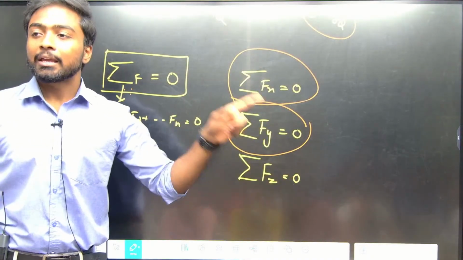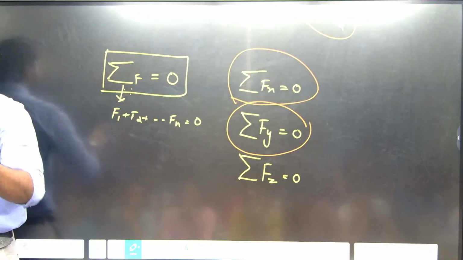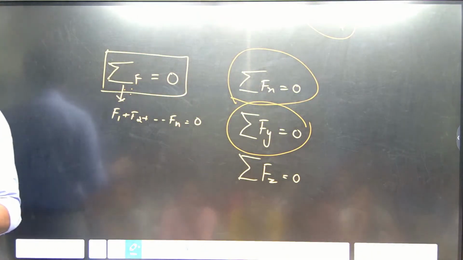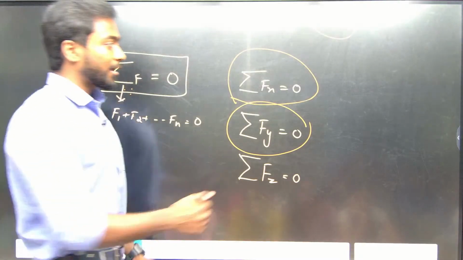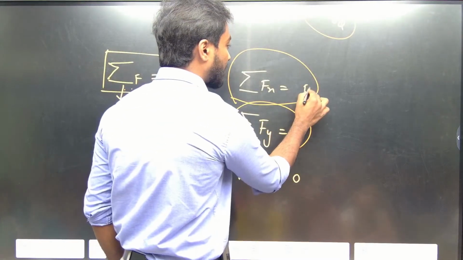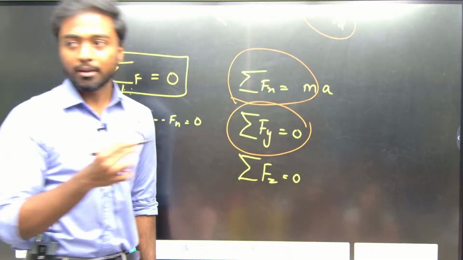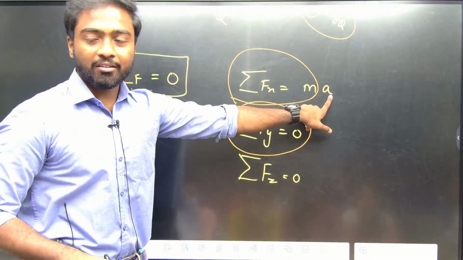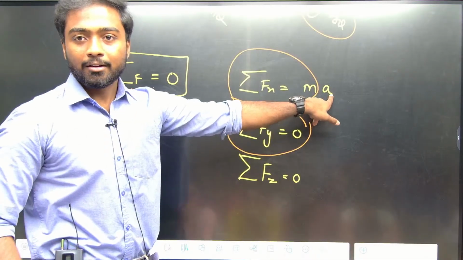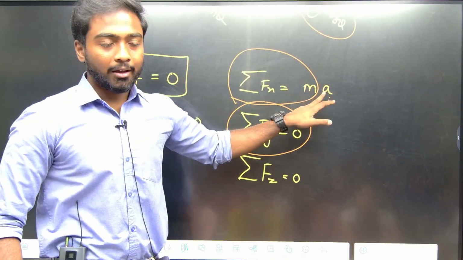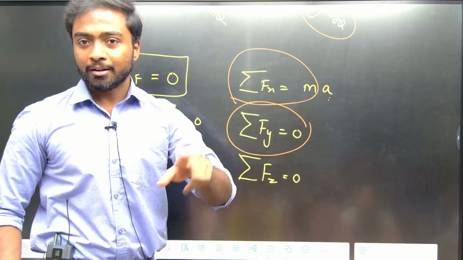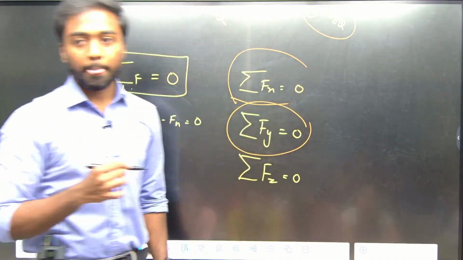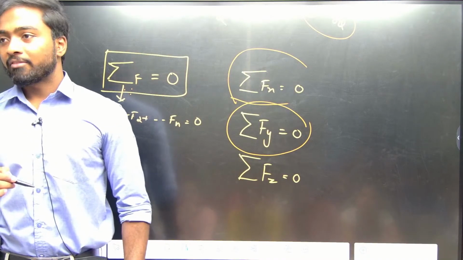The condition is equilibrium. If it is in motion, I can't say it's an equilibrium. If it is in motion, I can say this instead: mass into acceleration. Yes or no? If an object is in motion, obviously the object will have some acceleration. If the object is at rest, it is 0, so it will be in equilibrium condition.